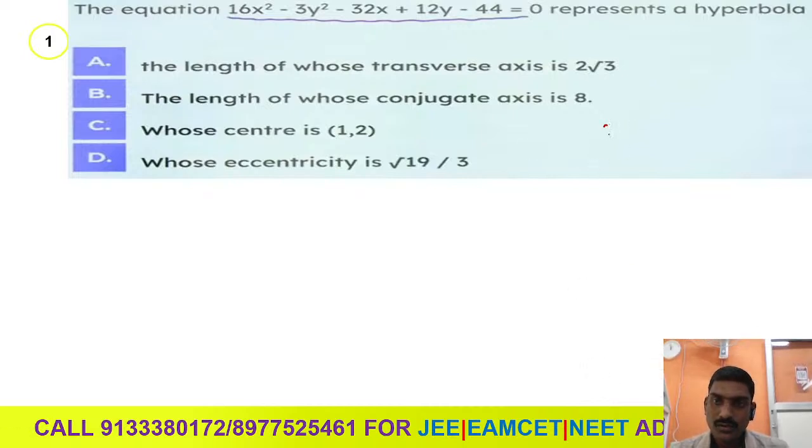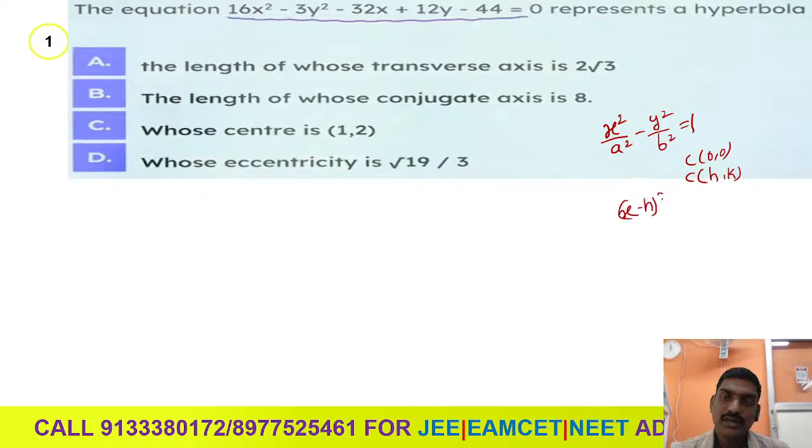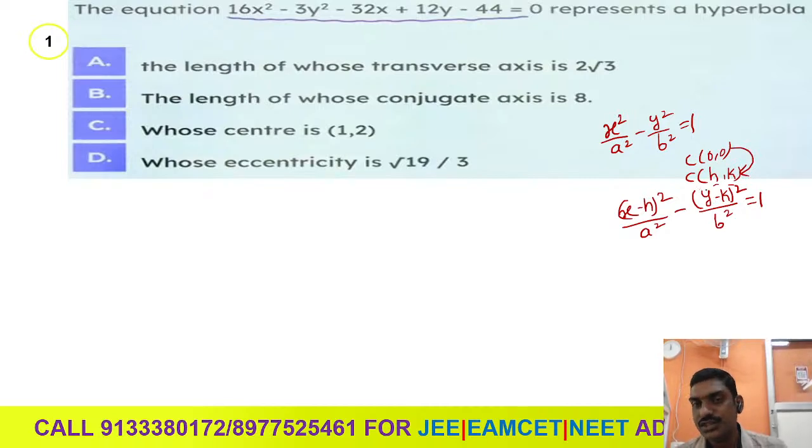Here x square over a square minus y square over b square is equal to 1 is the standard form of the hyperbola with the center 0 comma 0. If the center is not 0 comma 0, suppose we have the center h comma k, then the equation is x minus h whole square divided by a square minus y minus k whole square divided by b square is equal to 1. This is the equation of the hyperbola with the center h comma k. That means the center is shifted to h comma k.